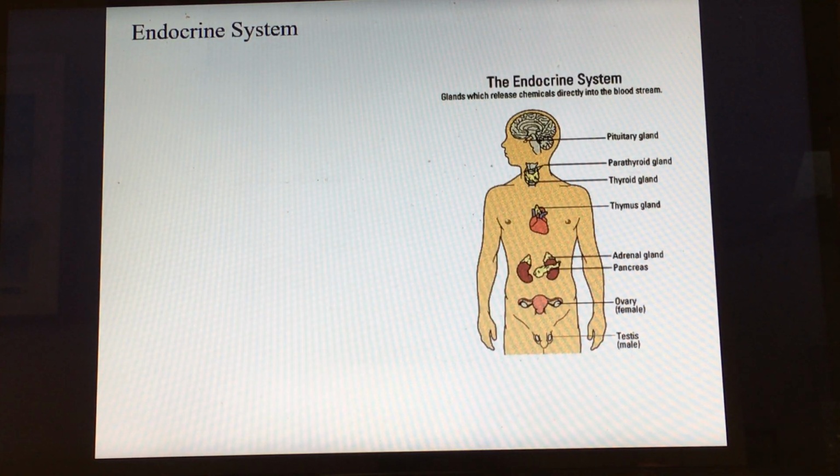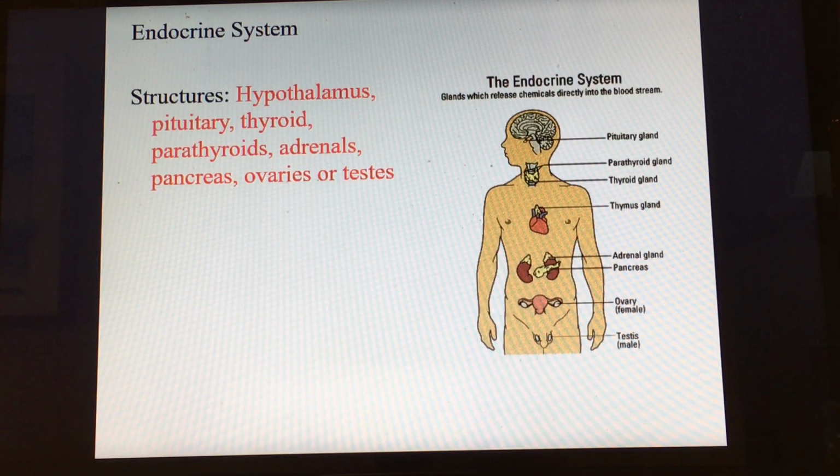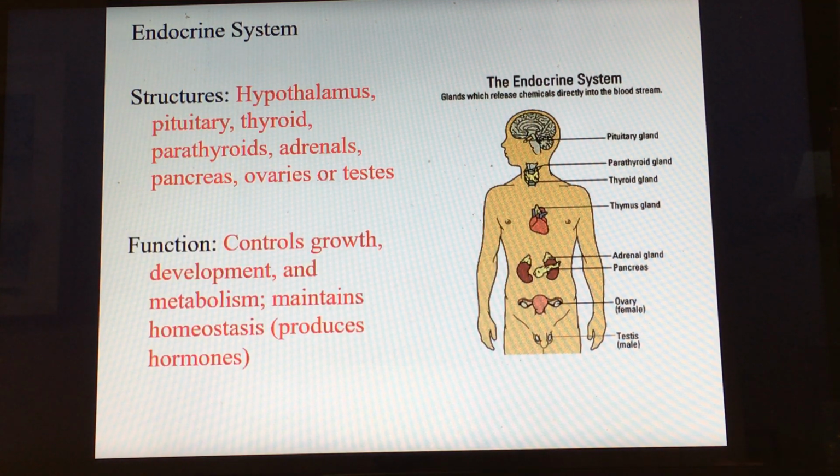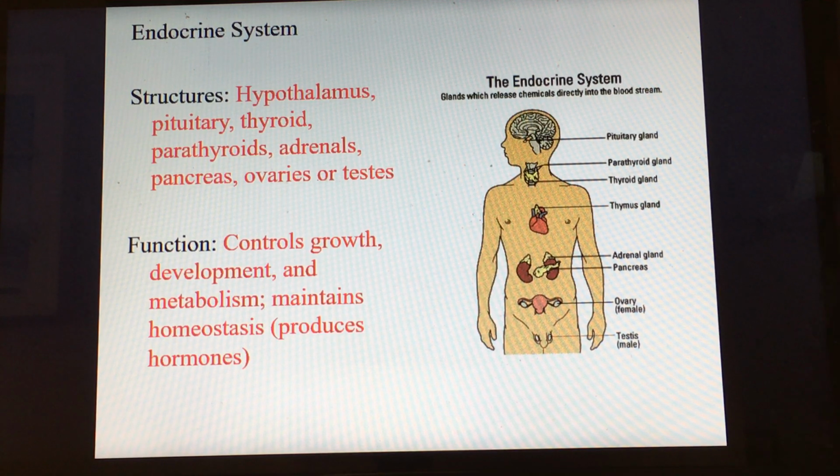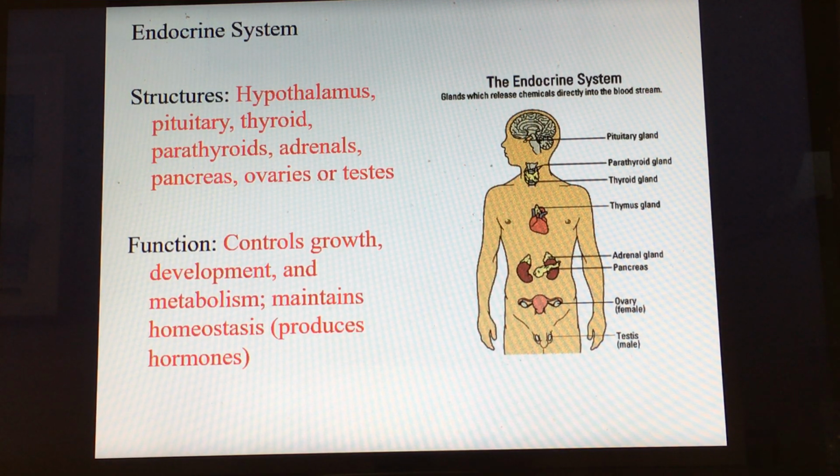The endocrine system includes all of our glands: the hypothalamus gland, the pituitary gland, the thyroid gland, the parathyroids, the adrenal glands, the pancreas, the ovaries, and testes. It controls growth and development and metabolism and maintains homeostasis by producing hormones. So if you're reading a test question and they're referring to glands, it's likely that they're talking about the endocrine system. However, there are several of these glands that do more than one thing.